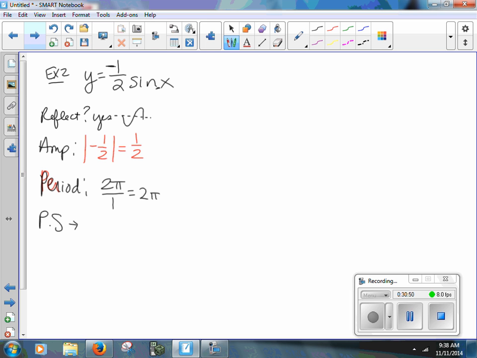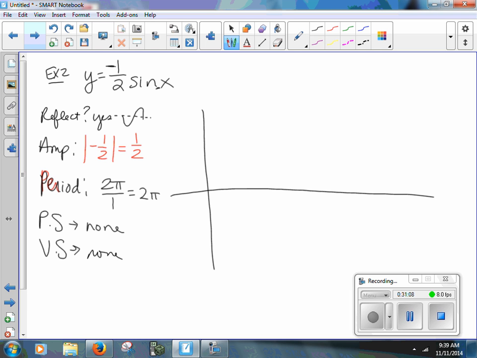No, there's no set of parentheses, right? So there is none. Is there any vertical shift? Is there a value that's been tagged on the end, plus or minus a value? No. So there is none. So life is good. We get ready to graph.